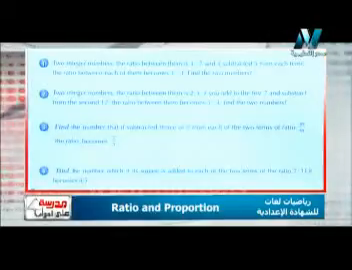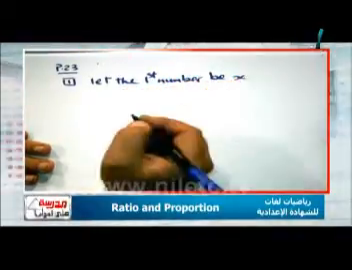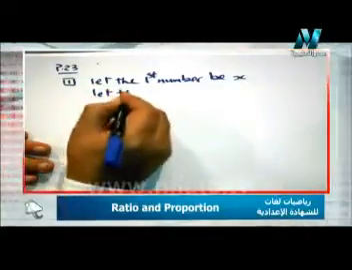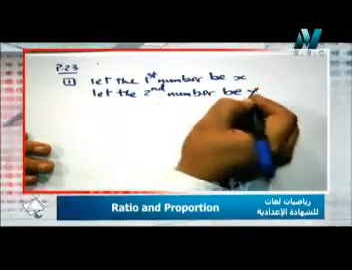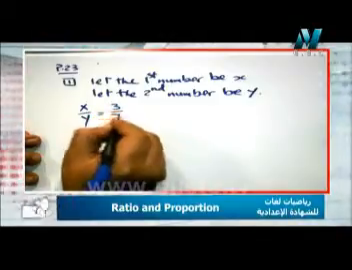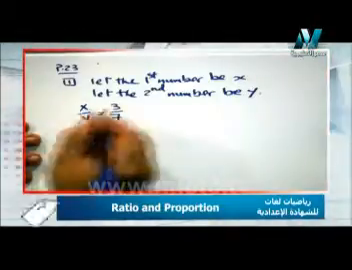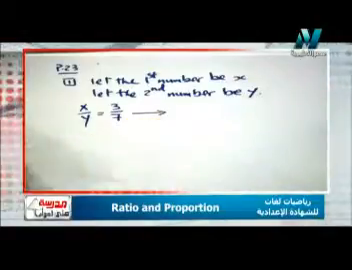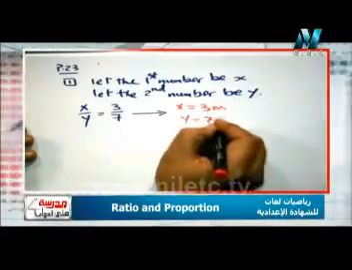For the first one, we have two integer numbers. The ratio between them is 3 to 7, so I have to write an assumption here. Let the first number be x and let the second number be y. As you see in the question, the ratio between x and y is 3 to 7. It doesn't mean that x is 3 and y is 7, but it means that x equals 3 times a factor m, y equals 7 times a factor m, and this m doesn't equal 0.